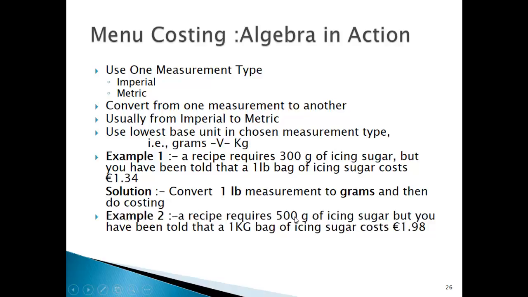Another example will be a recipe requires 500 grams of icing sugar, but you've been told that a kilogram bag of icing sugar costs 1.98. And the solution will be to move the kilograms across to grams and then do your costing.